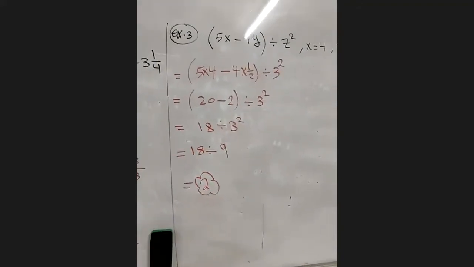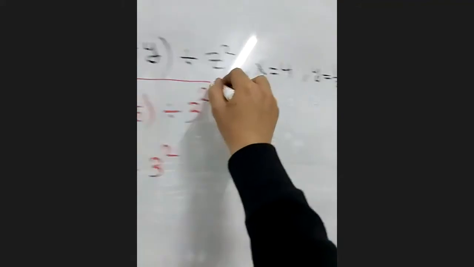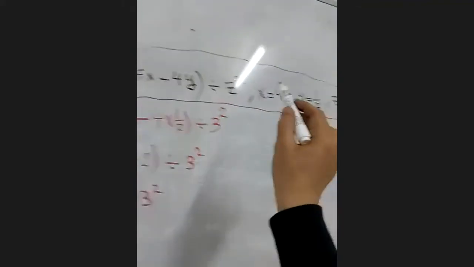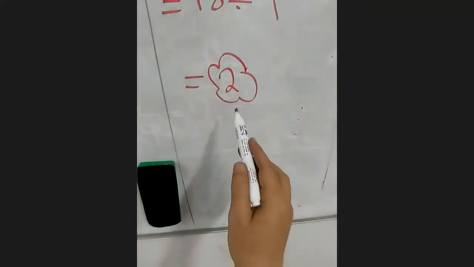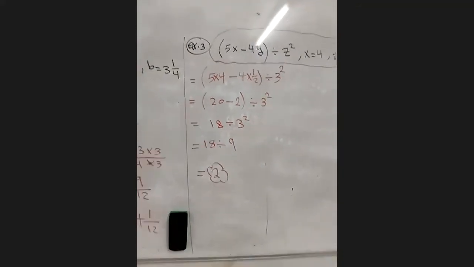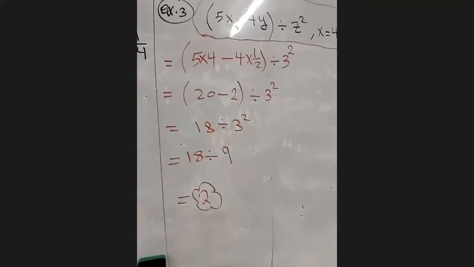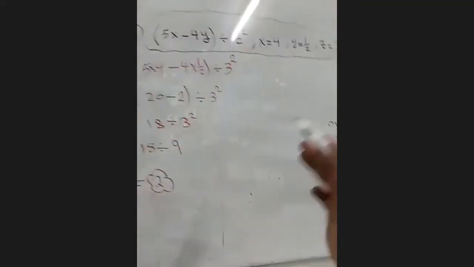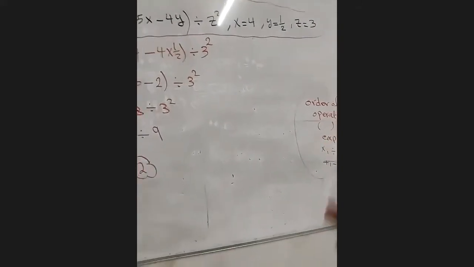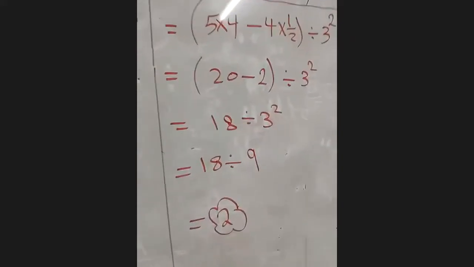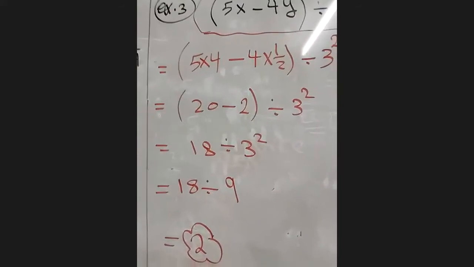So the final answer is 2, which means the value of all of this thing is 2. This is example 3, guys. It's an important idea. Here I replace, then I use order of operations. We took that before, and we did a lot of exercises about it.